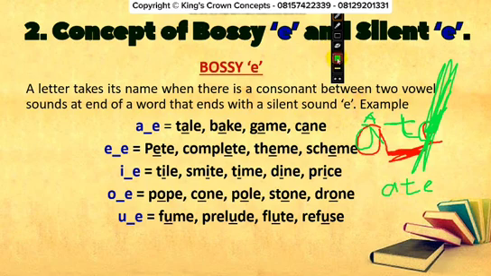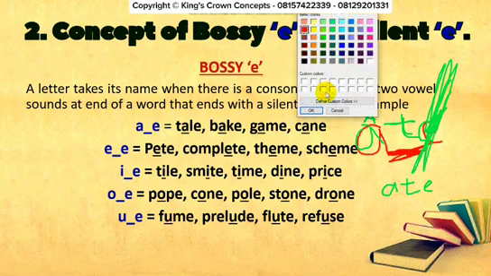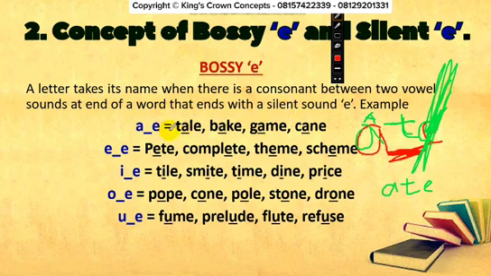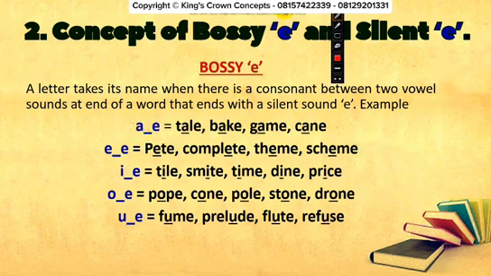You get it? So back to the examples. When the consonant comes here, it is now A. So when we add the sound, it gives us what? Tail. Do you get it? It gives us tail.